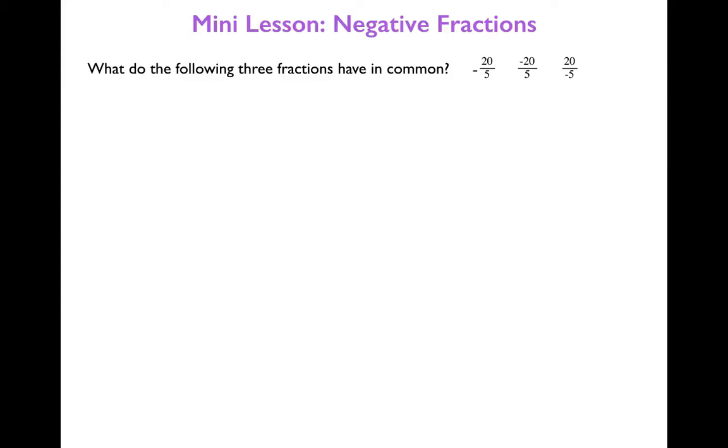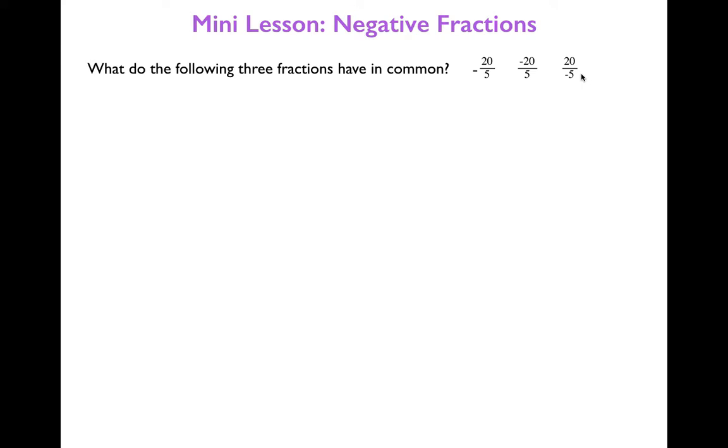Okay, here's a quick mini lesson on fractions. First, we'll tackle negative fractions. What do the following three fractions have in common? Negative 20 over 5, negative 20 over positive 5, and positive 20 over negative 5. Pause the video and see what you come up with.